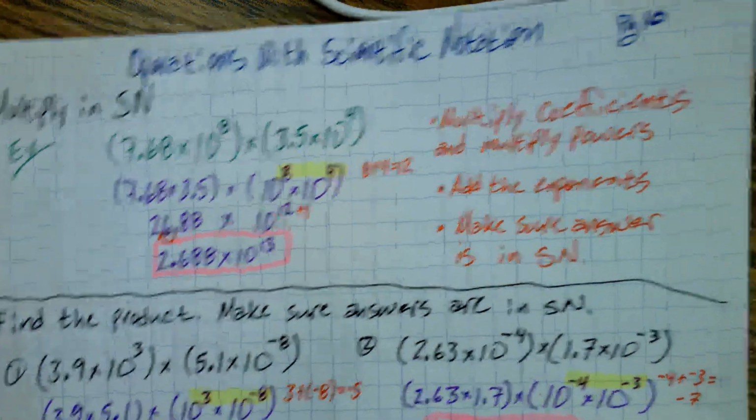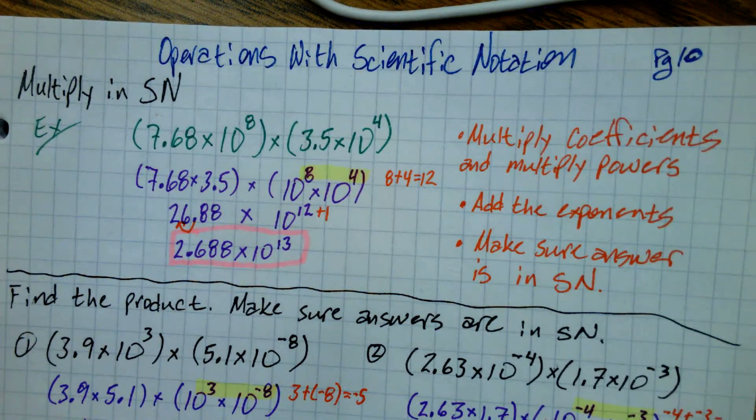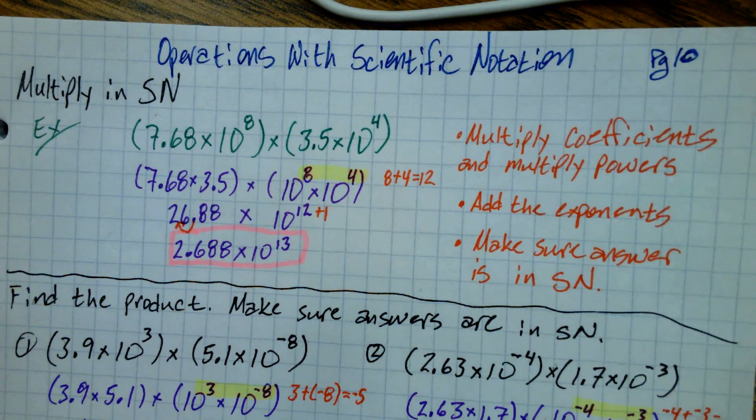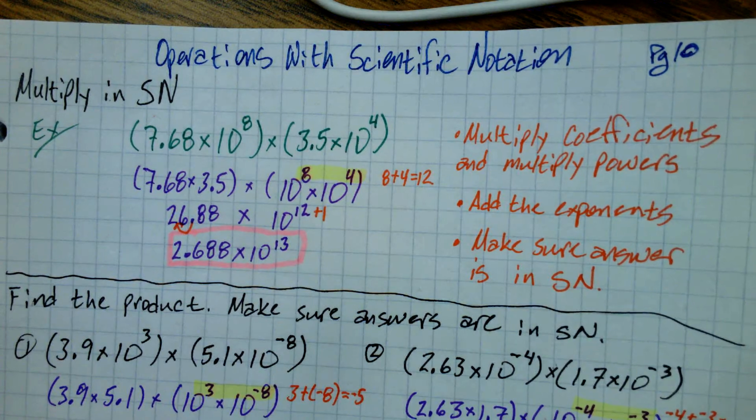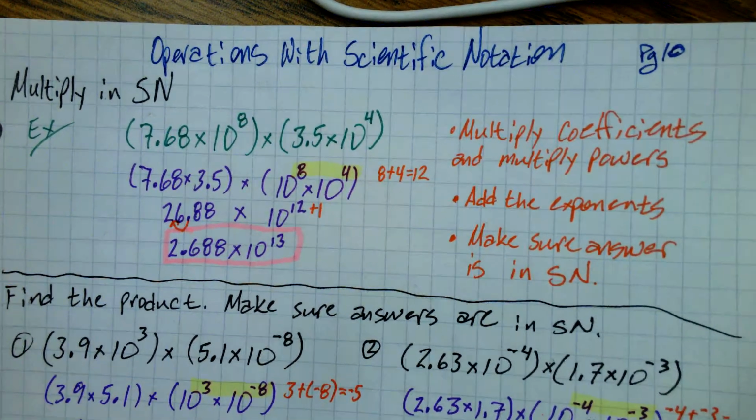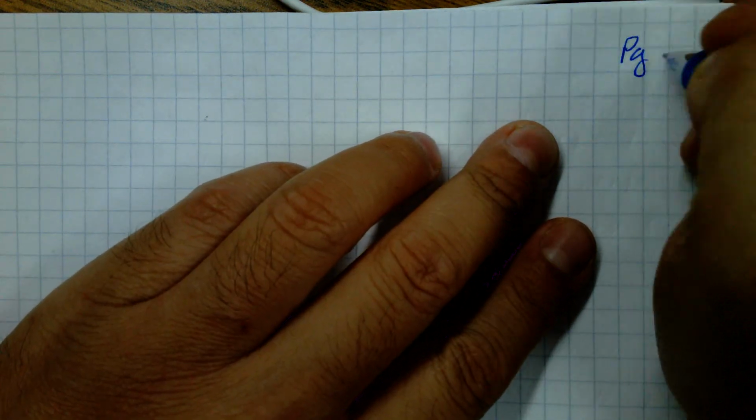Okay, so we're gonna go ahead and continue scientific notation. Take out your notebooks if you haven't done so already. Yesterday we did operations with scientific notation and we multiplied. Today, I'll go to a new page. Today it's dividing. I'm gonna write down the page number before I forget. Page 10. So we're gonna divide in scientific notation.